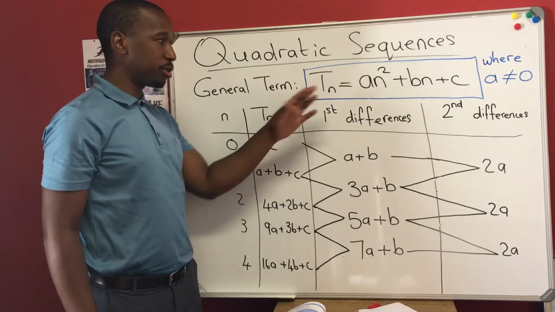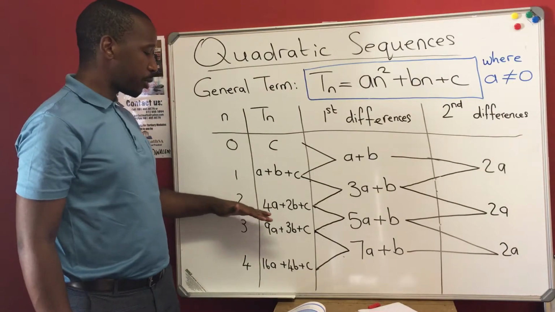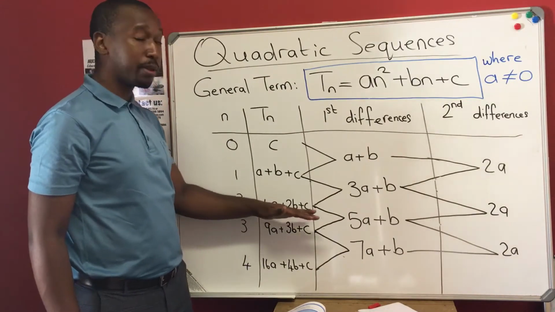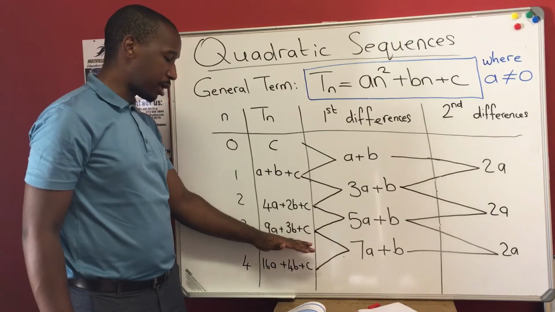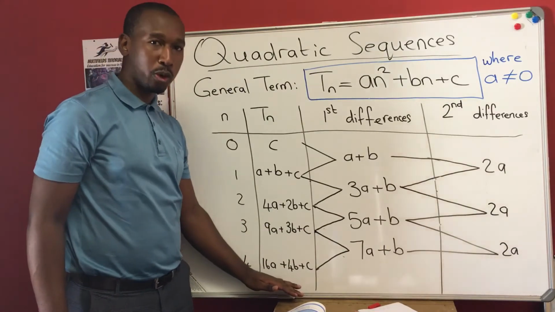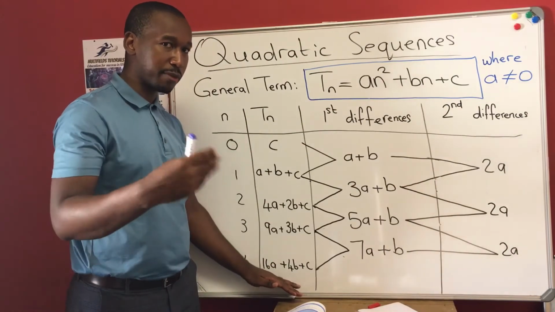So you can continue checking and doing all of them, but you will find that for term number 2, we will have 4a plus 2b plus c, so it can be represented in this way. And then we have this for term number 3 and this here for term number 4. You can always double check and make sure that everything is in order. We are trying to save time.